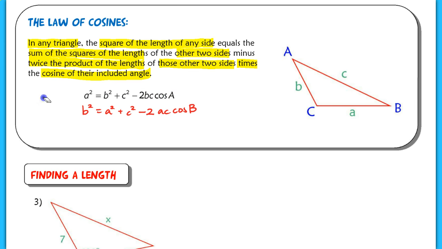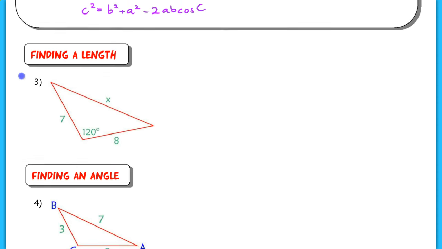And then finally, if we take a look at C, so the side length C, if we square that, that's equal to the sum of the other two sides, so B squared and A squared, minus 2 times their product, so A and B, times the cosine of big C, so the angle that is opposite the side that we are solving for. So let's actually apply this now when we are asked to find a length.